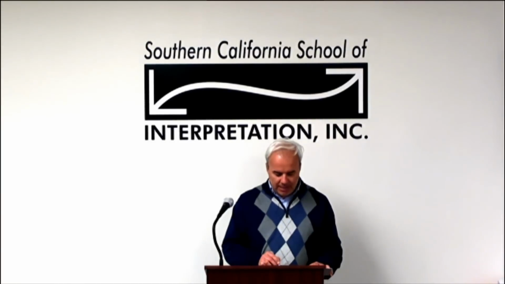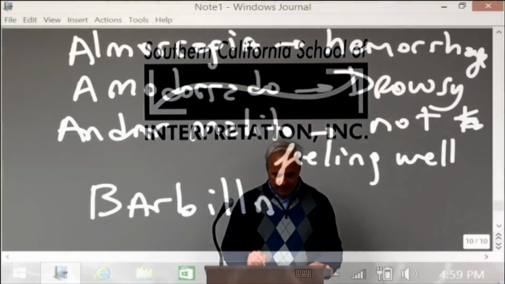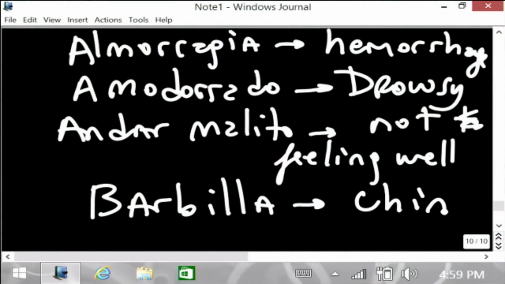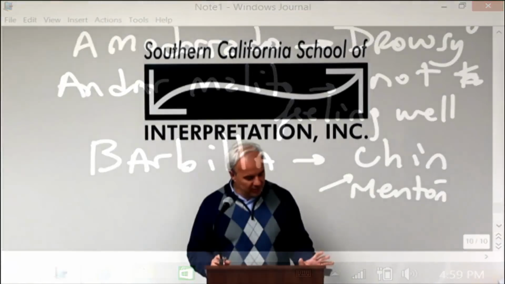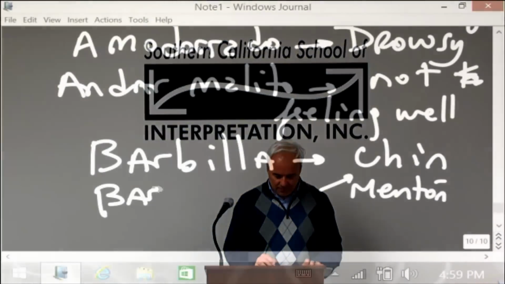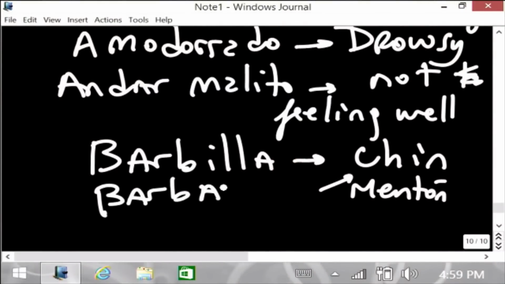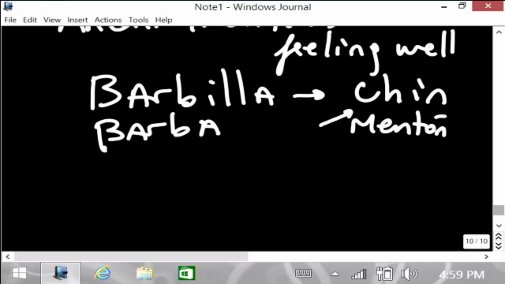Okay. Barbilla, it's chin, which in correct Spanish or in a regular Spanish is known as mentón. The proper way of saying this in Spanish is mentón. Barbilla or barba. Okay. They refer to chin. All right. So that's important.